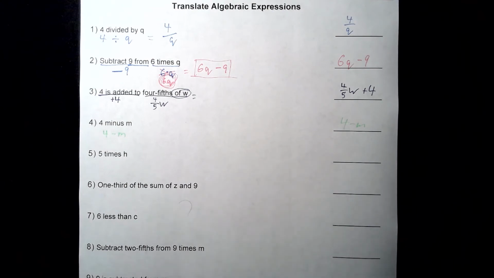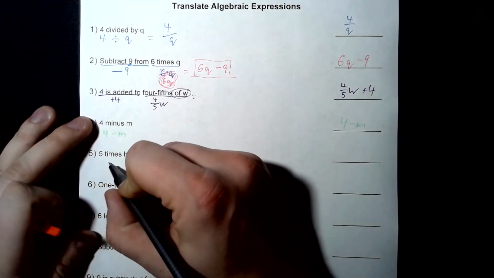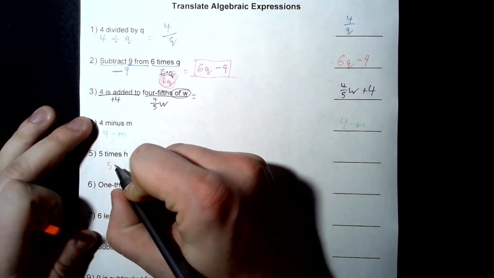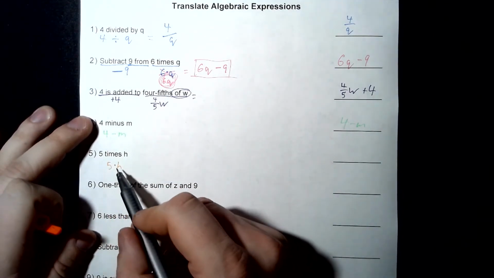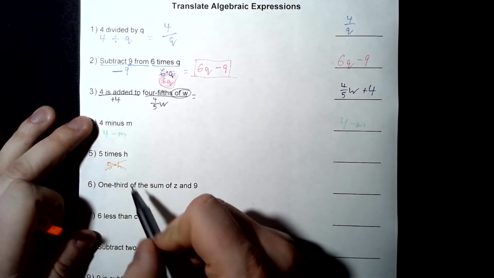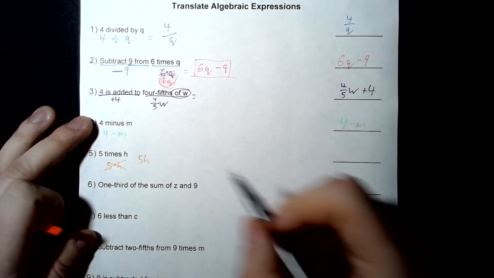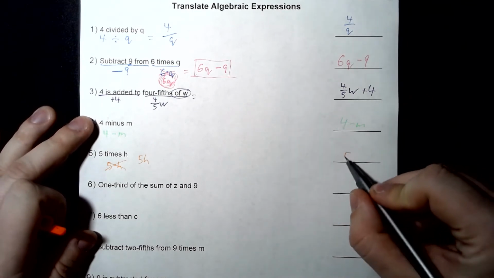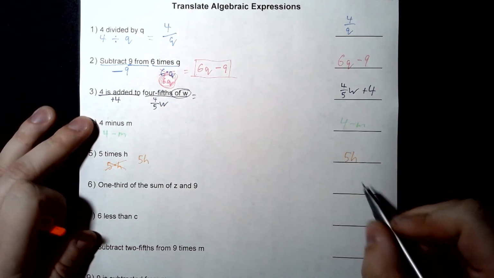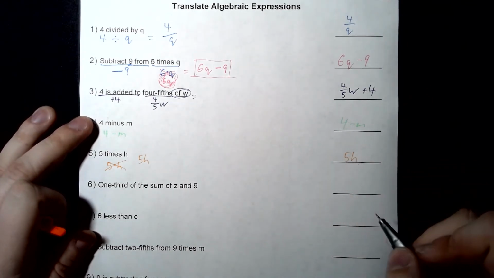Next problem, 5 times h. You might be tempted to put 5 times h, but again, that multiplication symbol is not necessary. 5h is more proper, with 5 being the coefficient and h being the variable.